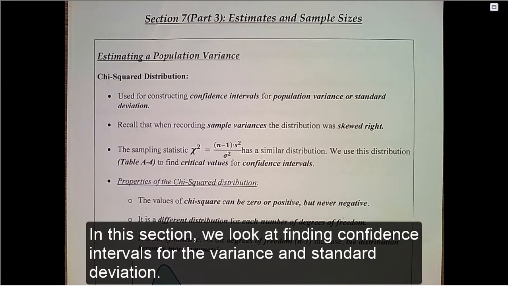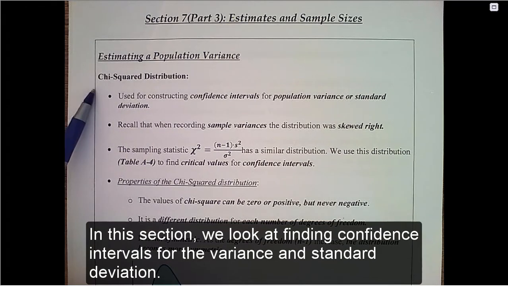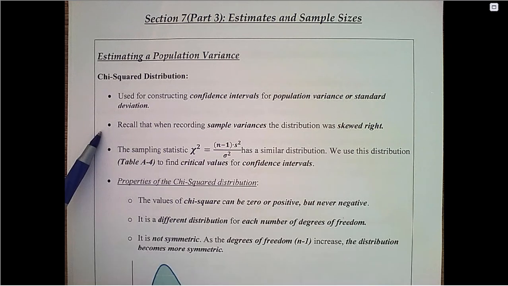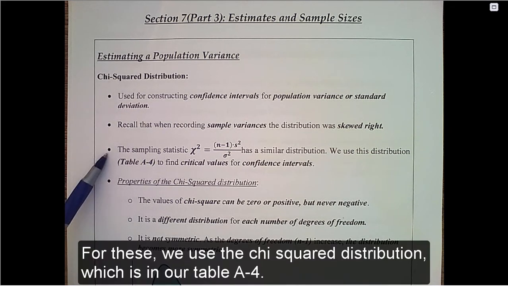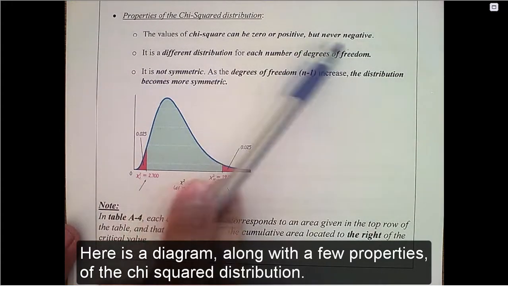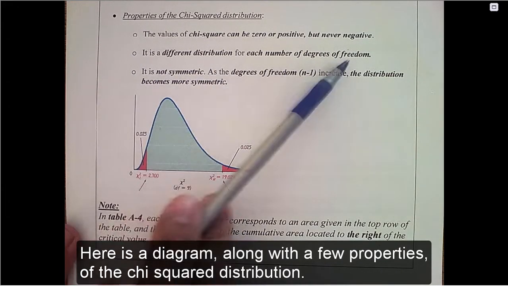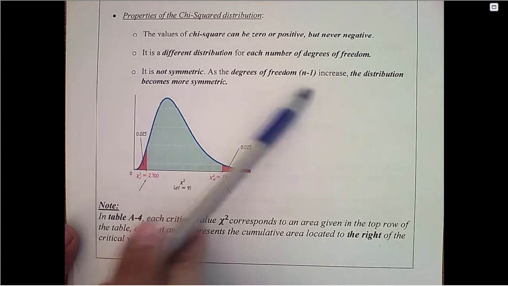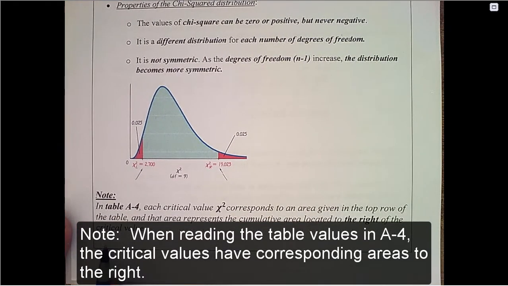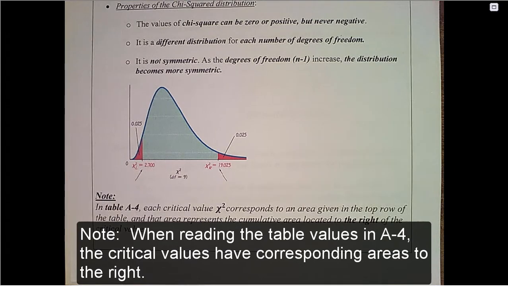In this section, we look at finding confidence intervals for the variance and standard deviation. For these, we use the chi-squared distribution, which is in our table A4. Here's a diagram, along with a few properties of the chi-squared distribution. Note, when reading the table values in A4, the critical values have corresponding areas to the right.